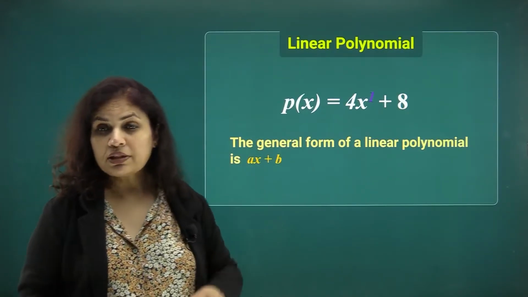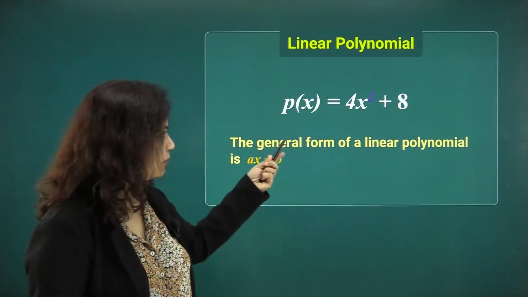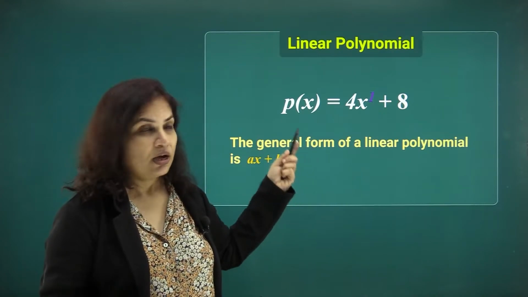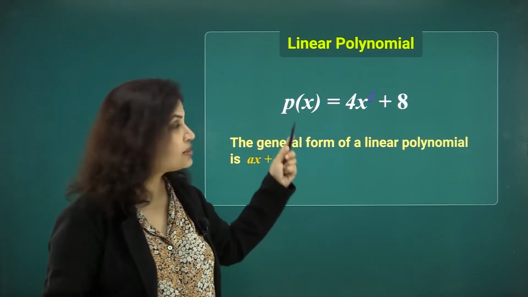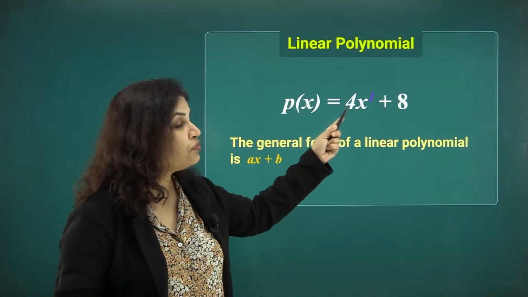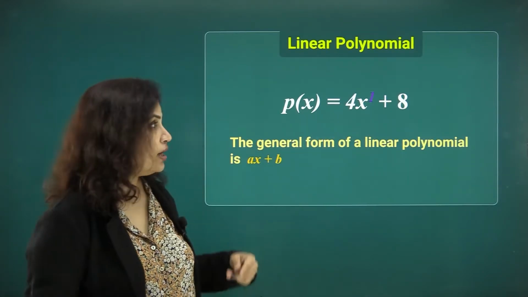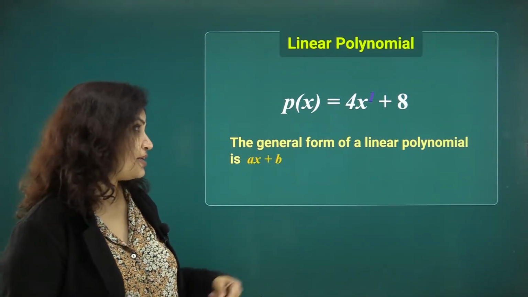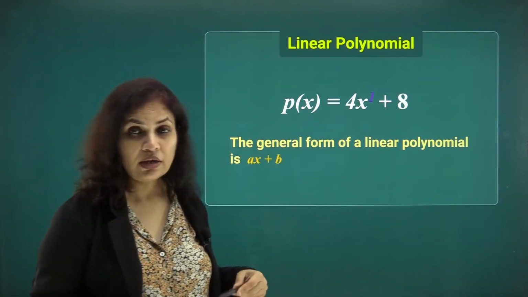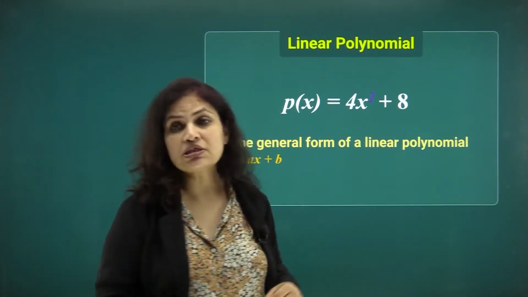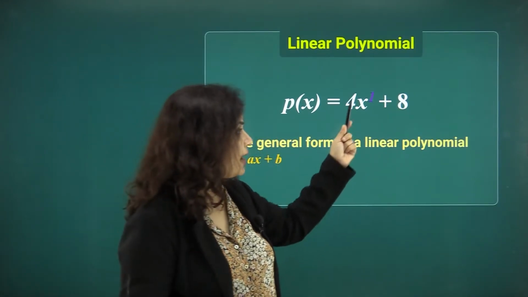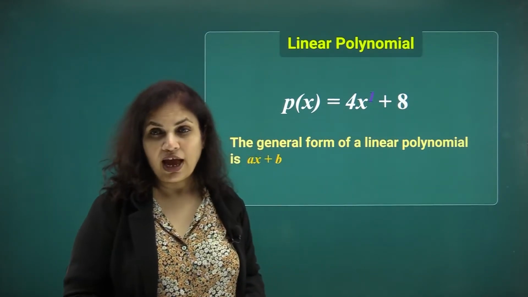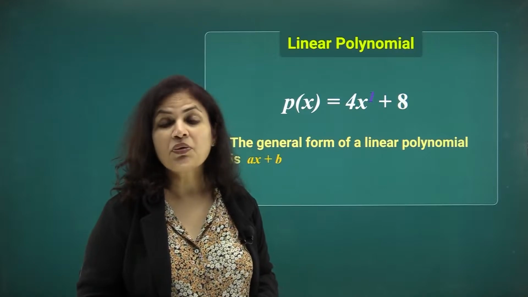Now, starting with linear polynomial, we have before us P(x). P(x) is a function in x, a polynomial in x, equal to 4x plus 8. As I told you, we write down the polynomial in decreasing power of x, the highest power being 1. And what gives rise to this constant term in a polynomial? After x raised to the power 1, we'll have x raised to the power 0, and we know x raised to the power 0 is 1.